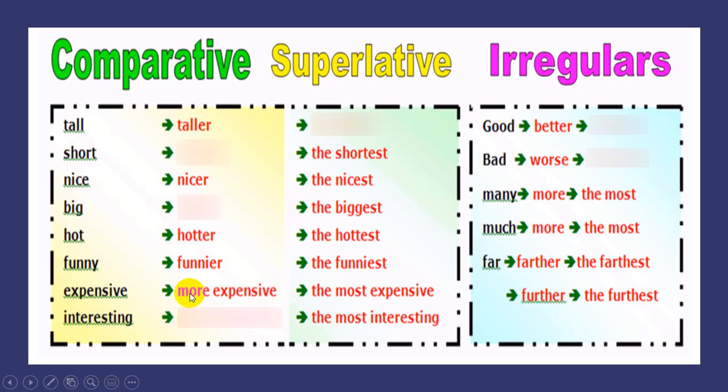When we express more, but if we want to express decreasing the adjective, we put less. More means أكثر من, less means أقل من. For interesting, more interesting than or less interesting than.